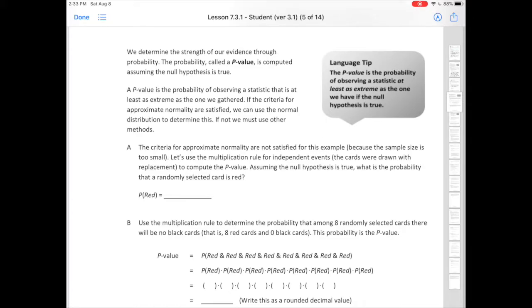Part A. The criteria for approximate normality are not satisfied for this example because the sample size is too small. Okay, so this is going to be a complicated example, much more complicated than normal examples, because usually we're going to choose our sample size large enough so that we can find the p-value using the normal distribution and our calculator. Okay, but it's okay. This will still allow us to teach the method, okay?